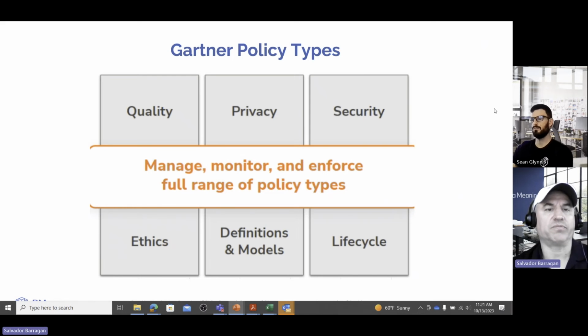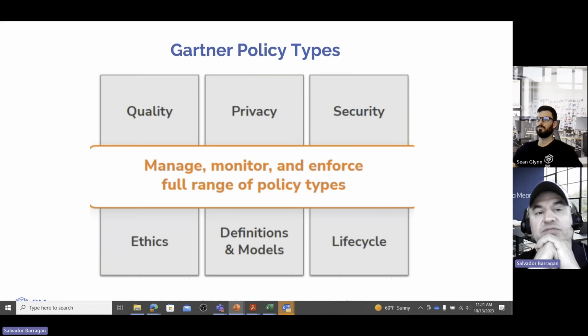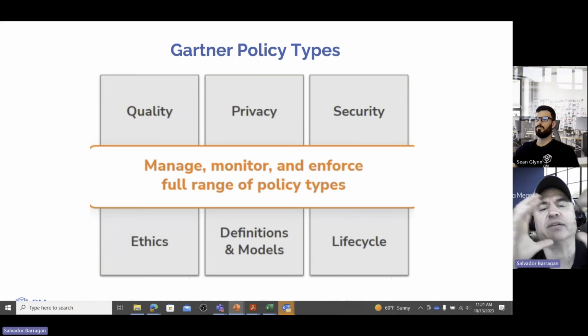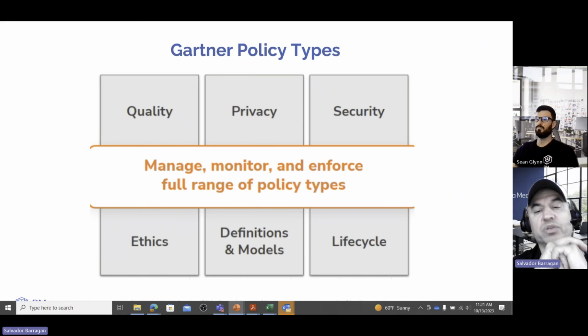So Gartner has a couple of different areas in terms of policy types that can be used. You can have policies for quality, privacy, security, ethics, definitions, models, and life cycle. So you can have policies for numerous different areas. This is just an example, but you can have other examples as well, not just in these areas, but other areas. For example, access policies is a very popular area that sits sometimes outside of security. But these are some of the key policy types that you can manage, monitor, and then apply within your program.